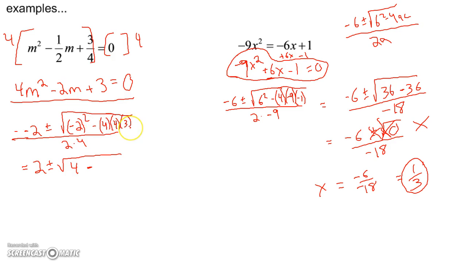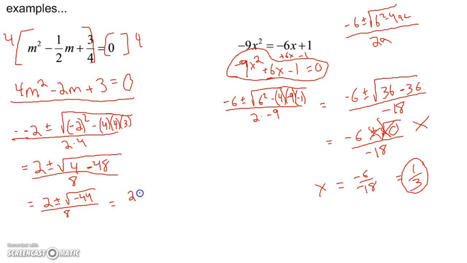And 4 times 3 is, that's going to be 48. And this is over 8. So sometimes these can get a little bit ugly. Now we've got 2 plus or minus the square root of minus 44 over 8. We're getting there. There's just a little bit more rearranging to do now.